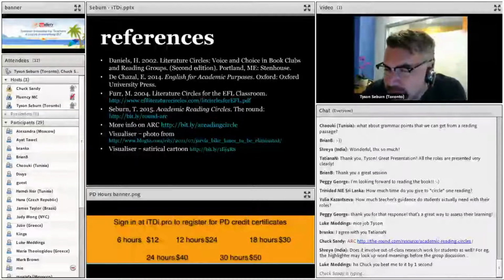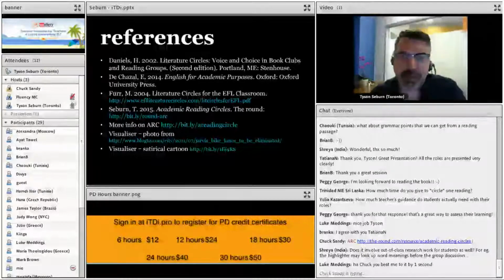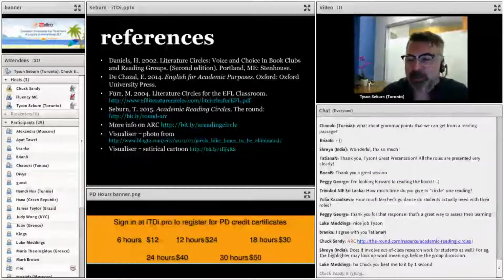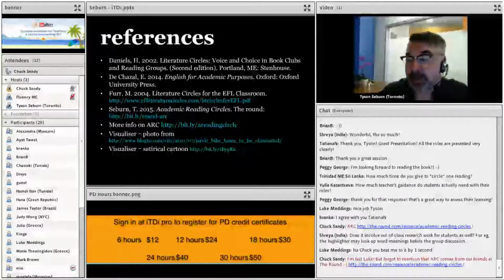So Trinidad, NIE, Sri Lanka, how much time do you give to a reading circle reading? Okay, so there's kind of a cycle for a reading circle, and basically it's about a week long. It depends on how many times you meet with your class, but in my context I would generally give them a week, where on Mondays, for example, I give them the new text and tell them which role they're in, and the group goes away for that whole week, does their one role, and then they come back the next Monday and we do the reading circle in class group discussion.